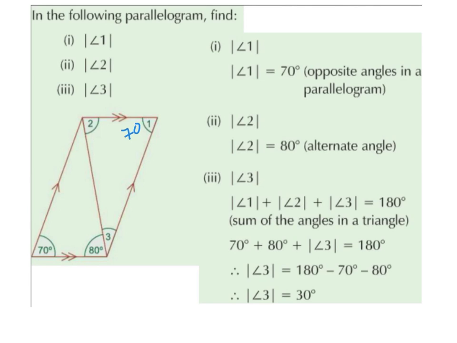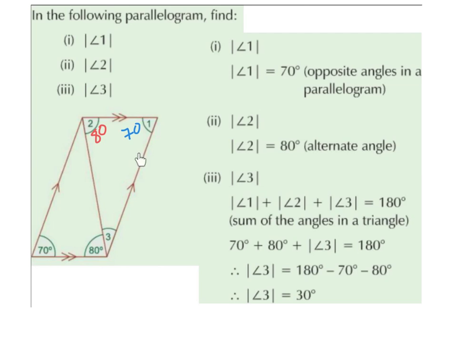So we can see that it forms a Z shape. So angle 2 is alternate to angle 80, which means they are equal. So angle 2 is 80 degrees. So angle 2 is 80 degrees, alternate angles are equal. Now we want to find angle 3, which is this angle down here.